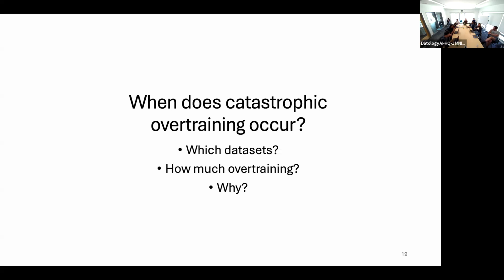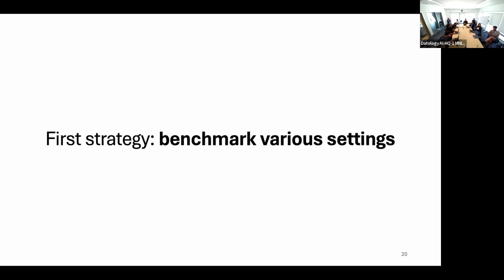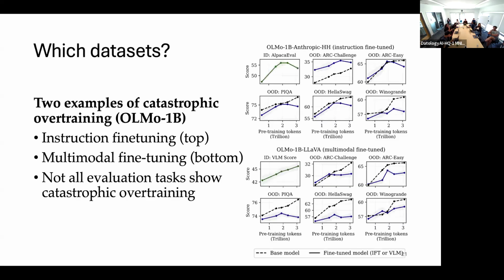A key thing to keep in mind is that I don't think we're going to fully answer any of these questions, unfortunately. Which data sets should this happen to? How much overtraining would you expect before you start to see the decline in performance? And at least to some extent, why does this happen? The obvious strategy to understand some of these questions, especially which data sets and how much overtraining, is just to try a bunch of things.